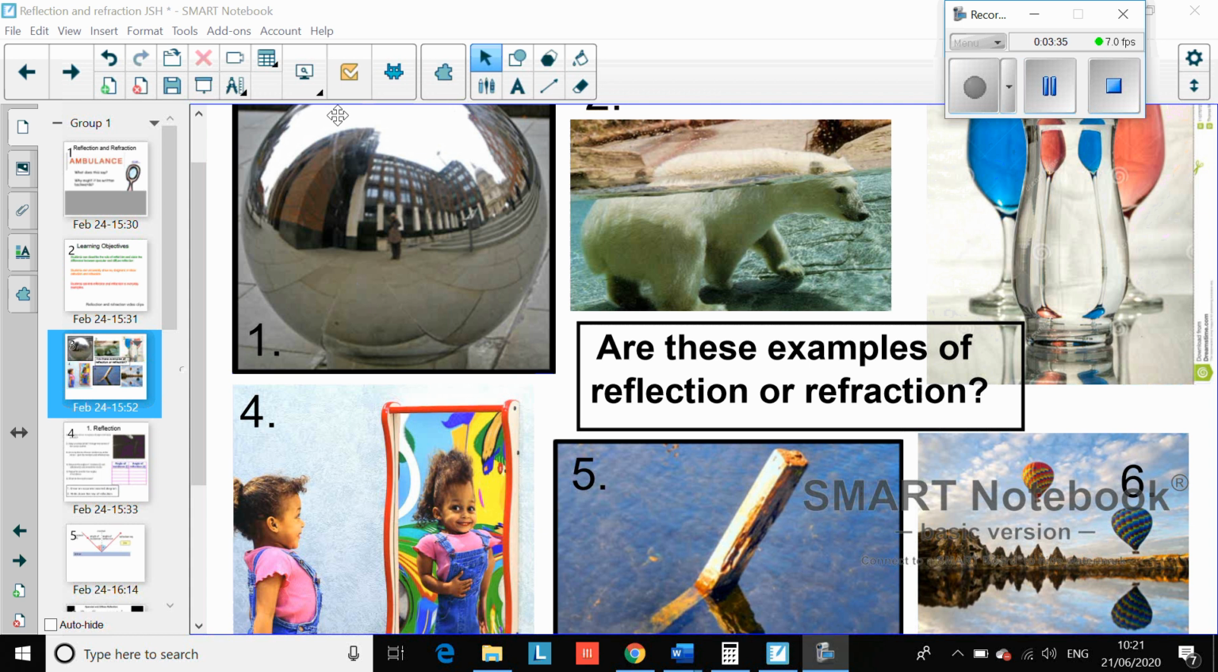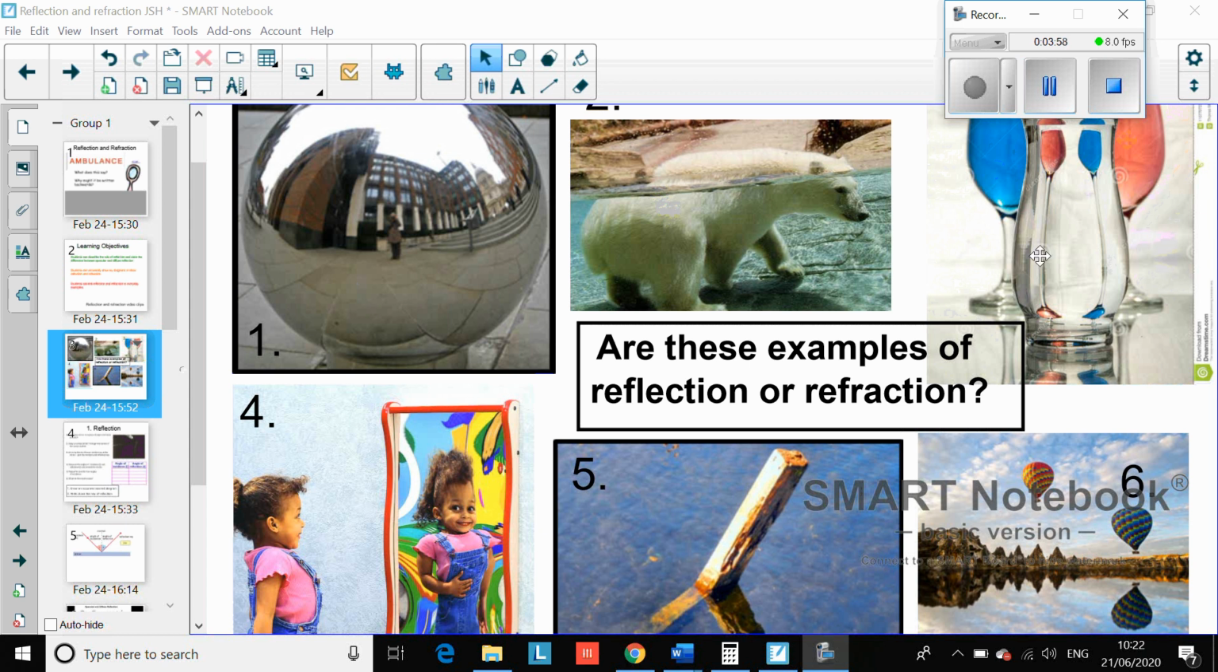Okay, welcome back. Number 1 is reflection. Okay, you can see really clearly the reflected image. There's someone actually taking a picture. Number 2, that is refraction. Okay, if you look at the polar bear, the top part's in the air, the bottom half is in the water, and there seems to be a weird break in the bear's body about there. That's caused by refraction. We're going to explain how that happens in a bit.